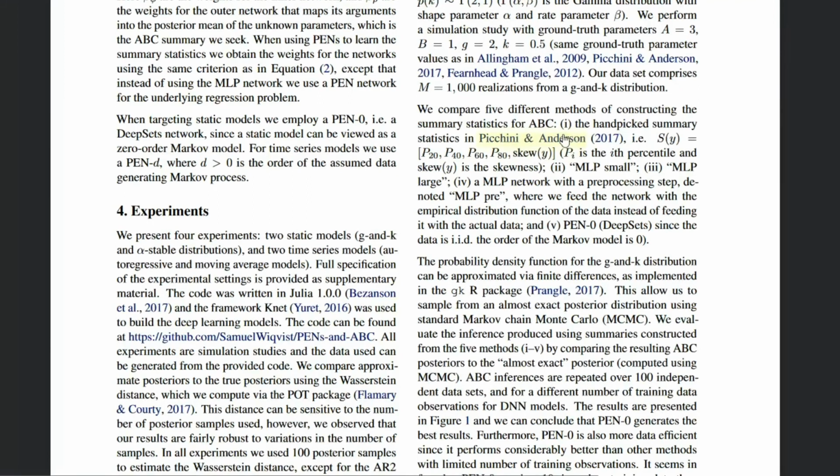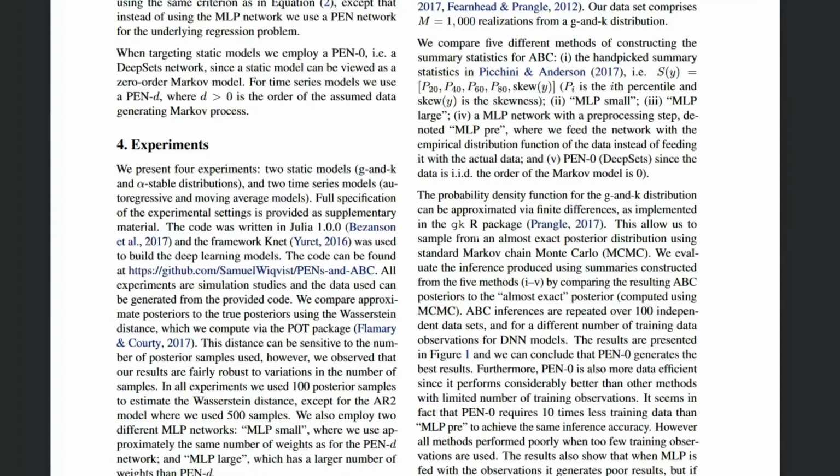I think this is a reference and it's not really important. The most important things are PN0, and from here the 2, 3, and 4, which are the MLP small, large, and the network with a pre-processing step, denoted the MLP pre. And the probability density function for the G and K distribution can approximate the finite difference, as you can see here.